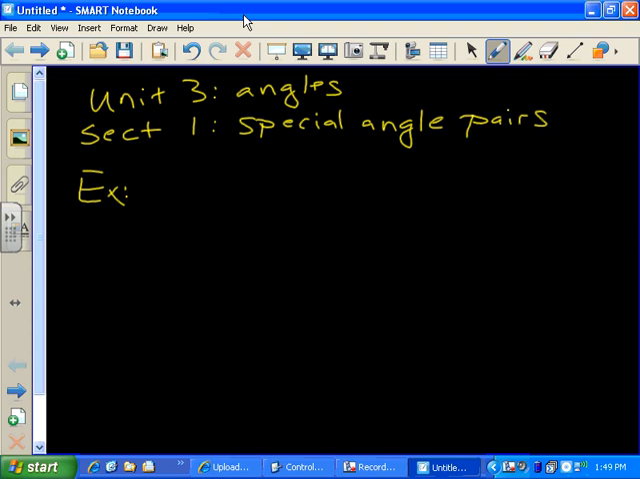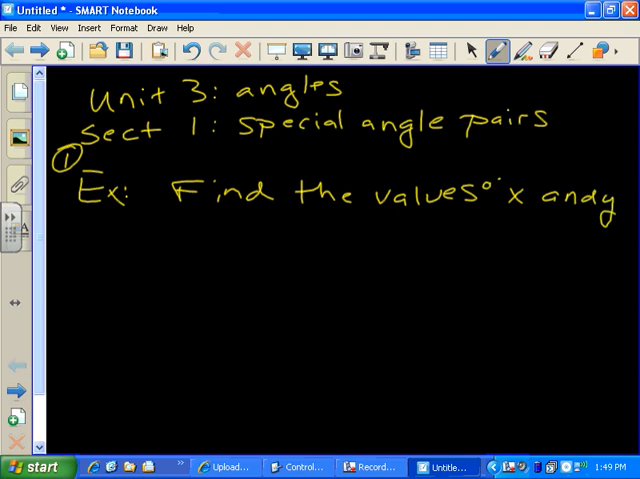Alright, so for example, this is number 1. Find the values of x and y. I'll get your picture up here in a second. Values of x and y. Not Andy, but x and y. I know, my handwriting's still a mess. Get over it. Then find the measures of the angles.